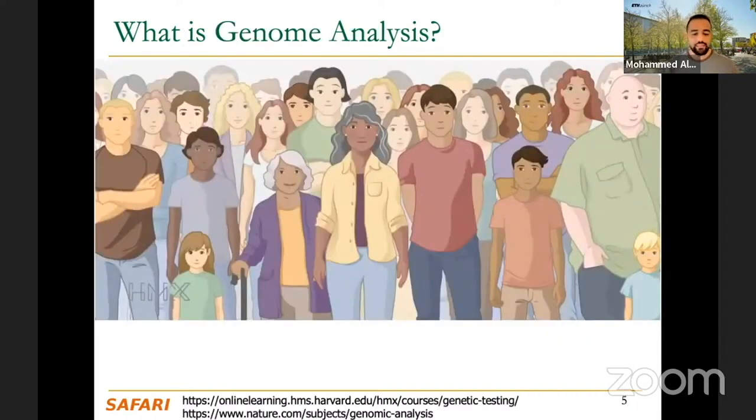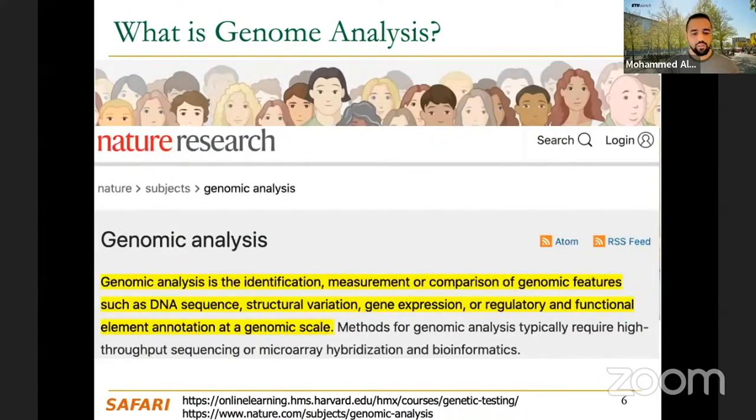This is exactly the same as you see in this picture. For example, you see all these people, they are really different. You can see the body shape, the mass, the hair color, eye color, skin color, the height, and so on. So all of these factors make us different. And what makes us different is basically our DNA or our genetic material.